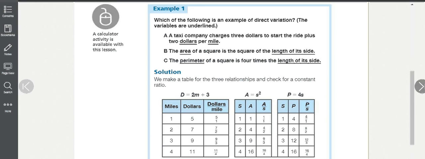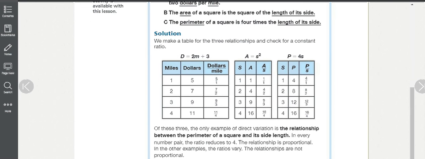So a great way to understand which one's direct variation, just create a little chart. Maybe make 4 rows to sort of watch for the pattern, and then just do 1, 2, 3, 4, if that makes sense.